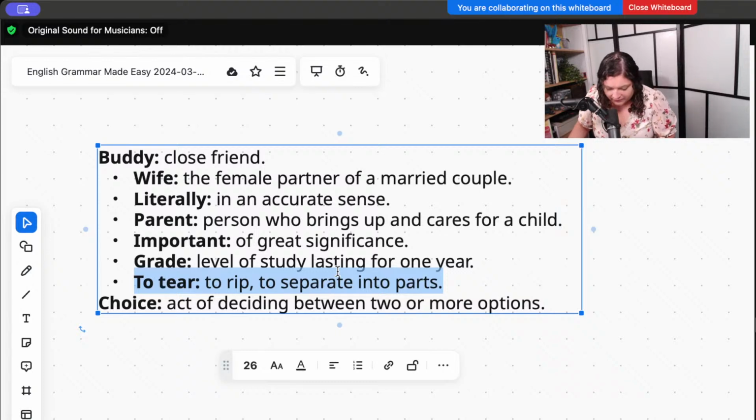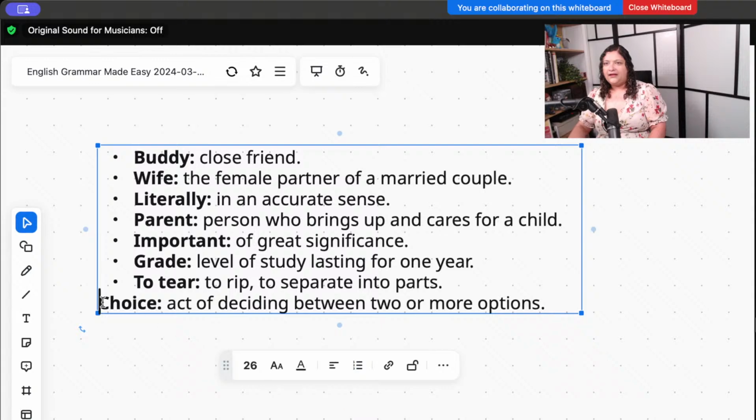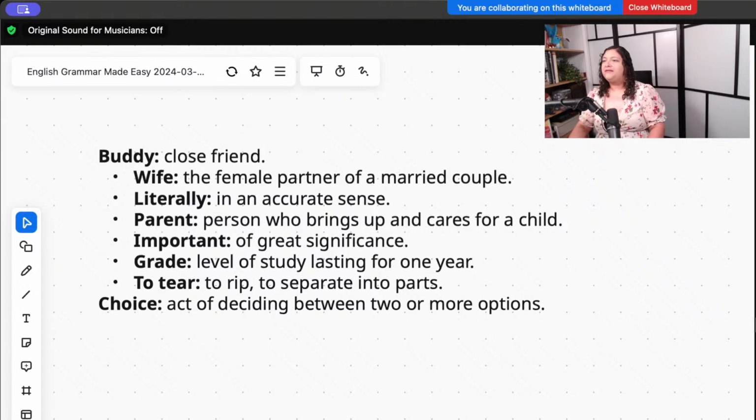Don't ask me what I am doing right now. Okay. I just wanted this to be bulleted, please. Okay, whatever. Yeah. Okay, so this is going to be our vocabulary.